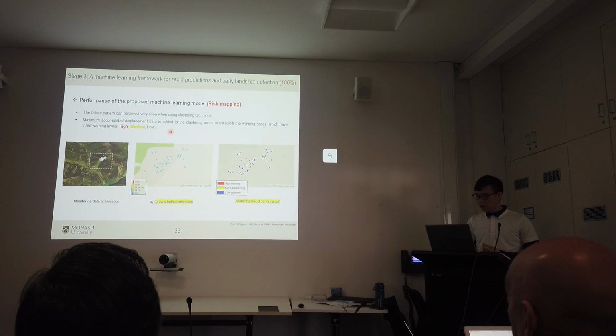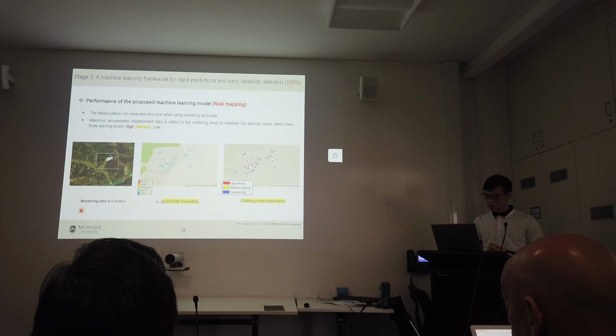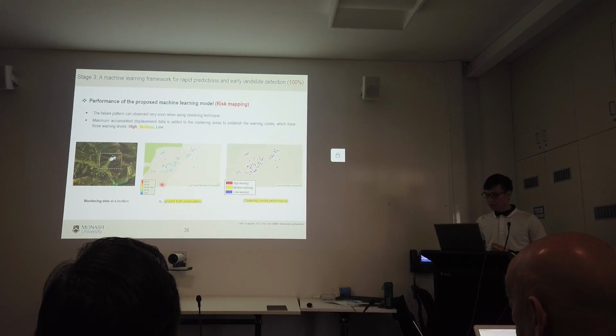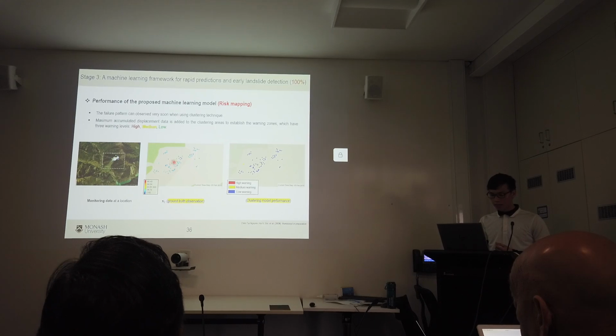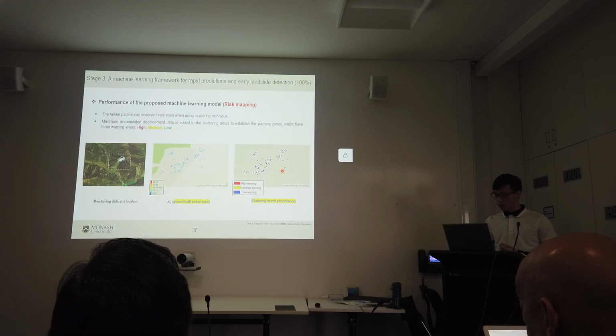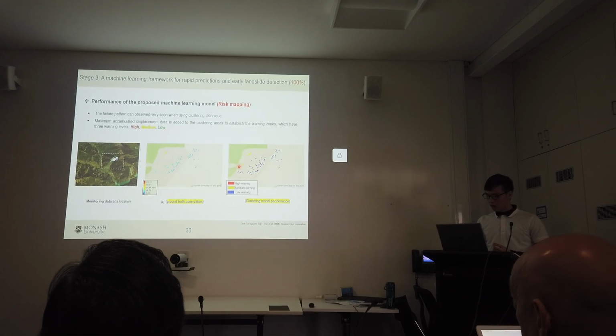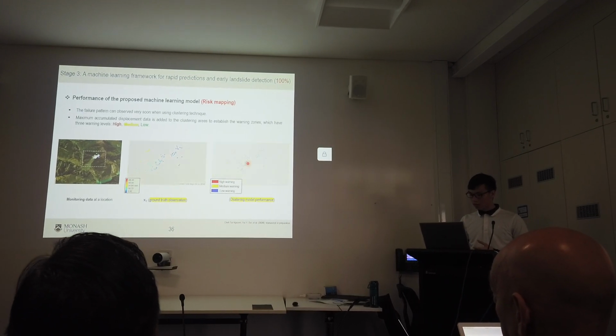So here's the model performance. On the left-hand side, we show the available monitoring data at the location. In the middle, we present the ground truth observation at the white area, and on the right side, you can see the machine learning model's prediction. As time progresses, the displacement increases. The color will change from blue to red, and at the same time, the clustering result that you see on the right also updates dynamically over time.